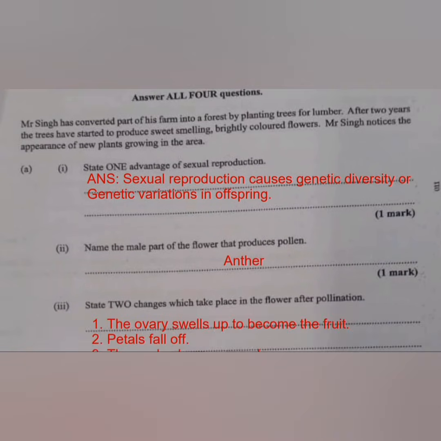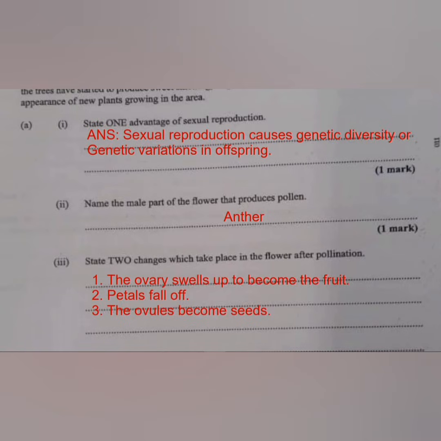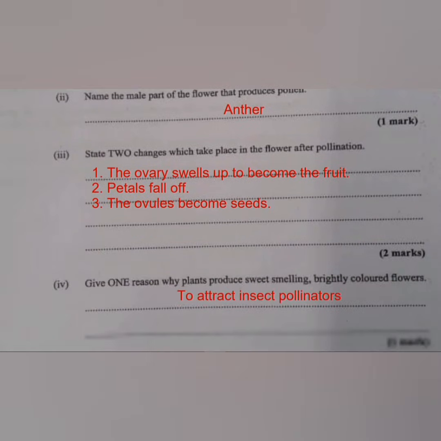Next question. State two changes which take place in the flower after pollination. The options are: 1, the ovary swells up to become the fruit, 2, the petals fall off, and 3, the ovules become seeds. So remember, when you're looking at pollination and it asks you what happens afterwards, usually we know that the fruit develops. So the options are: the ovary swells up, the petals fall off, and the ovules become seeds.